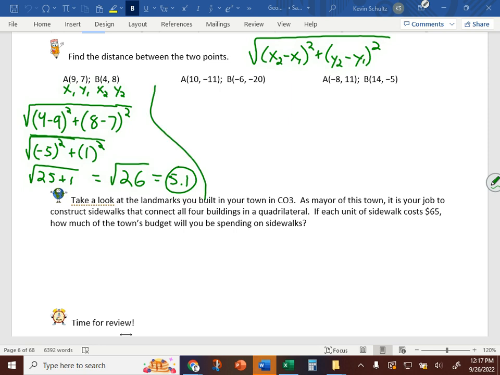Next one. Same kind of thing. X1, Y1, X2, Y2. We're taking the root of our X values subtracted. And it doesn't matter what you label X1 or X2, because if you take -6 minus 10, you'll be squaring a -16. If you put the 10 first and take 10 minus -6, which is positive 16, squaring that will get you the same result. So it doesn't matter which one comes first, as long as you calculate correctly.